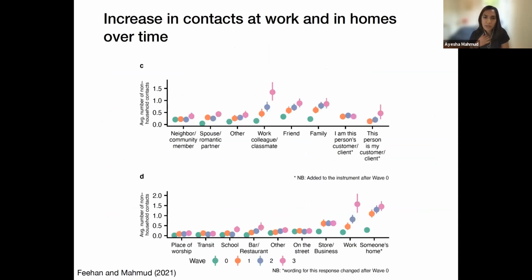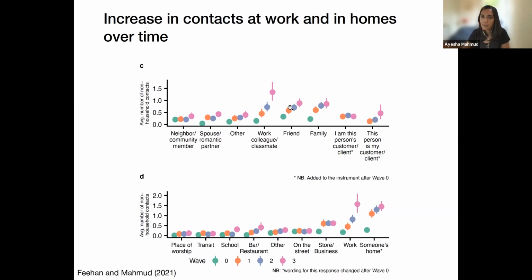And we actually also asked people about where they were having their contacts. And the data reflects what we might expect. So each dot here is representing a different survey wave. The pink is the latest survey wave. You can see, for example, when we ask people about the average number of contacts and who they're having these contacts with, work contacts really start to go up as we move forward in time, which is what we would expect. We also see that people start to mix more with friends.